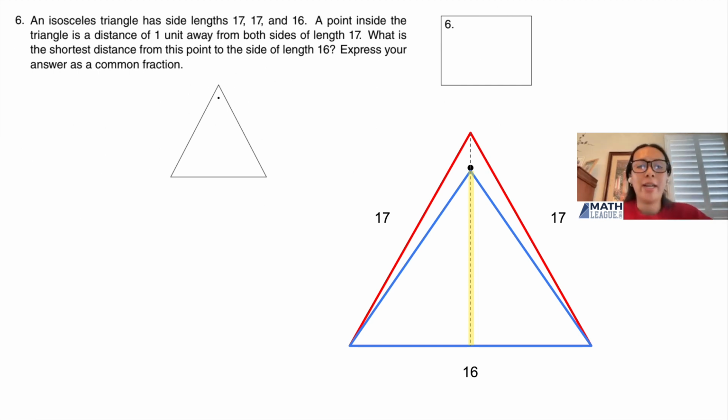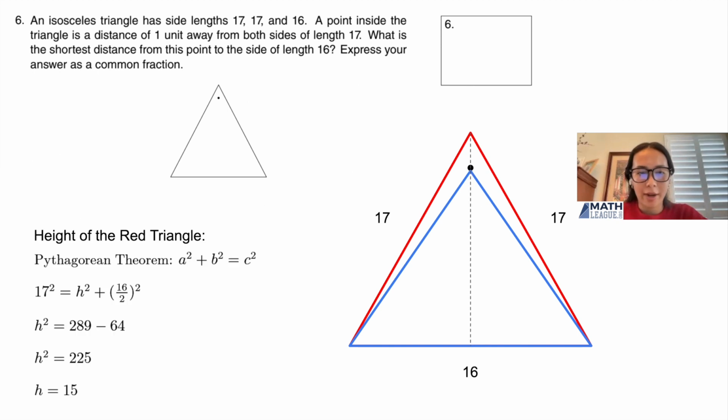So I would start by divvying up this triangle and labeling its sides. Instead of a 17, 17, 16 triangle, I would draw lines from our point 1 unit away from each of our 17 length sides down towards these vertices, creating 3 new triangles. So we have our smaller blue triangle, and then we have these 2 identical triangles in between the blue triangle and the red triangle. Now, the first step would be to find the height of the red triangle.